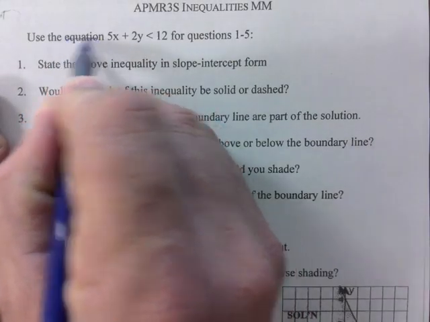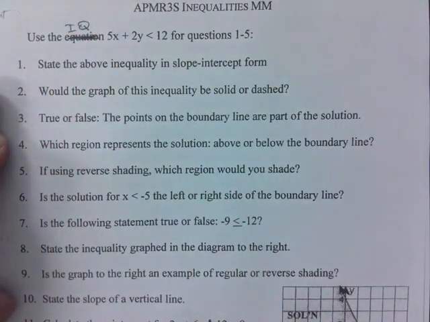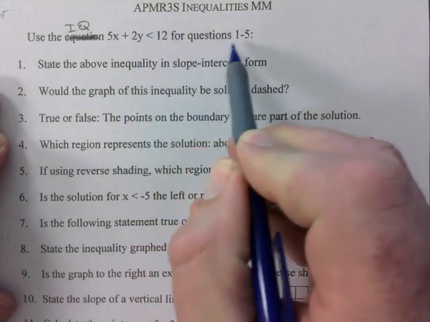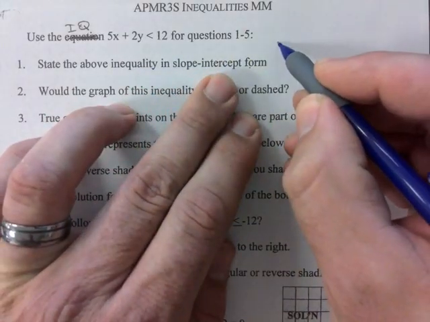This is actually use the inequality. It's supposed to say inequality. As soon as there's an inequality symbol, it is an inequality. For 1 to 5, state the above inequality in the slope-intercept form. So you just have to rewrite it.